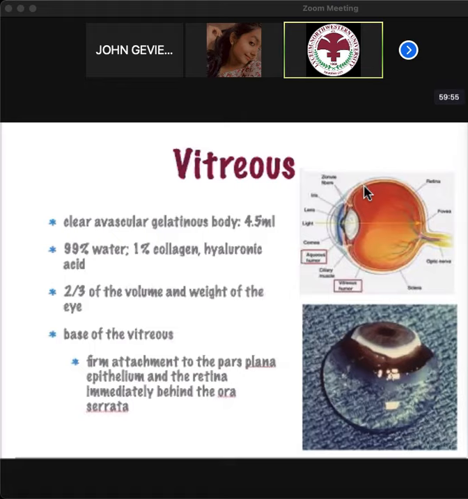The base of the vitreous, somewhere here, is where it has firm attachment. So usually most of the tears happen at the base of the vitreous because there is firm adherence of the vitreous on this part. You see most of the tears here. The vitreous is in contact with your retina and helps keep it in place by pressing it against the choroid.